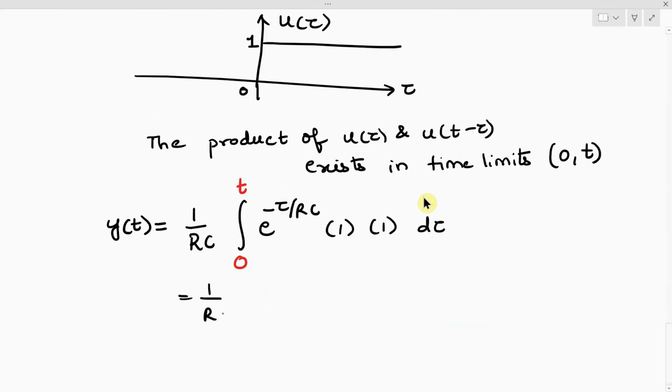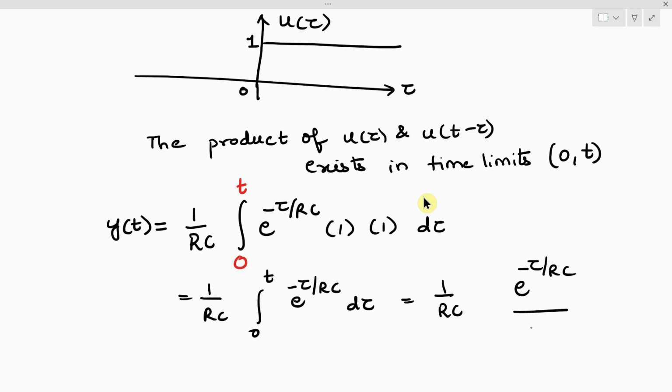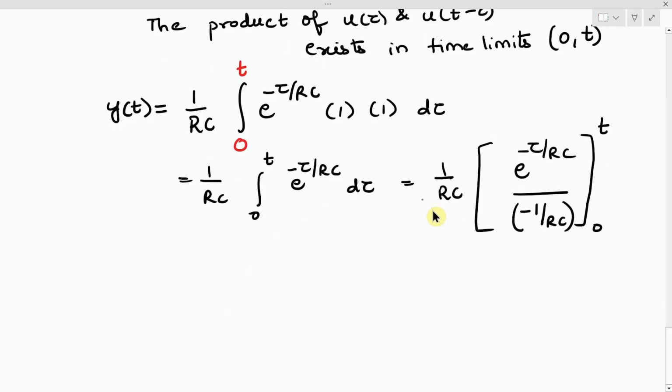So 1 by RC, integral 0 to t, e power of minus tau by RC d tau. Please evaluate this. 1 by RC e power of minus tau by RC by minus 1 by RC. Am I right? After integration, you have to apply the limits 0 to t.